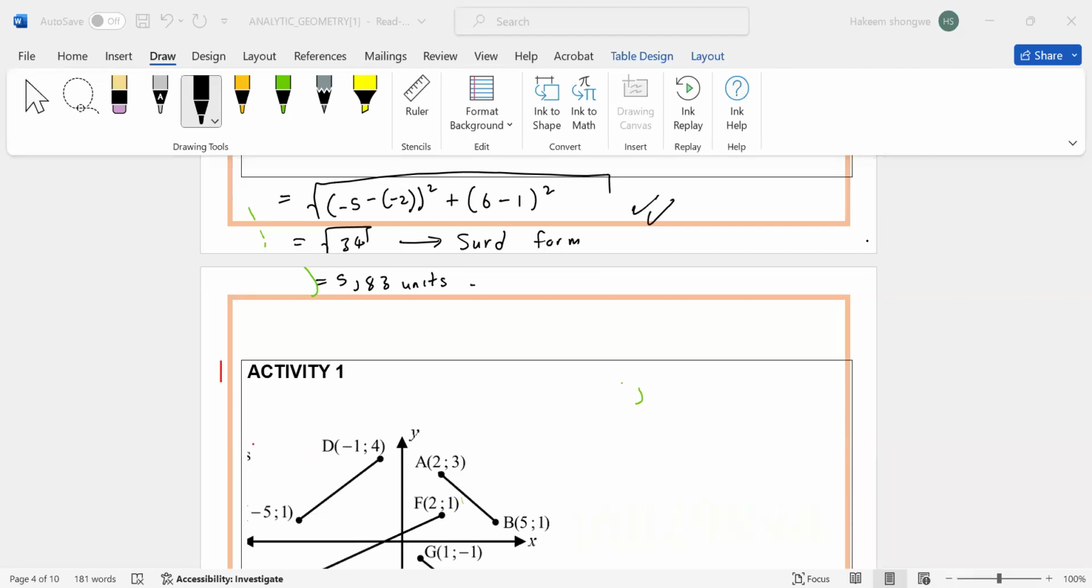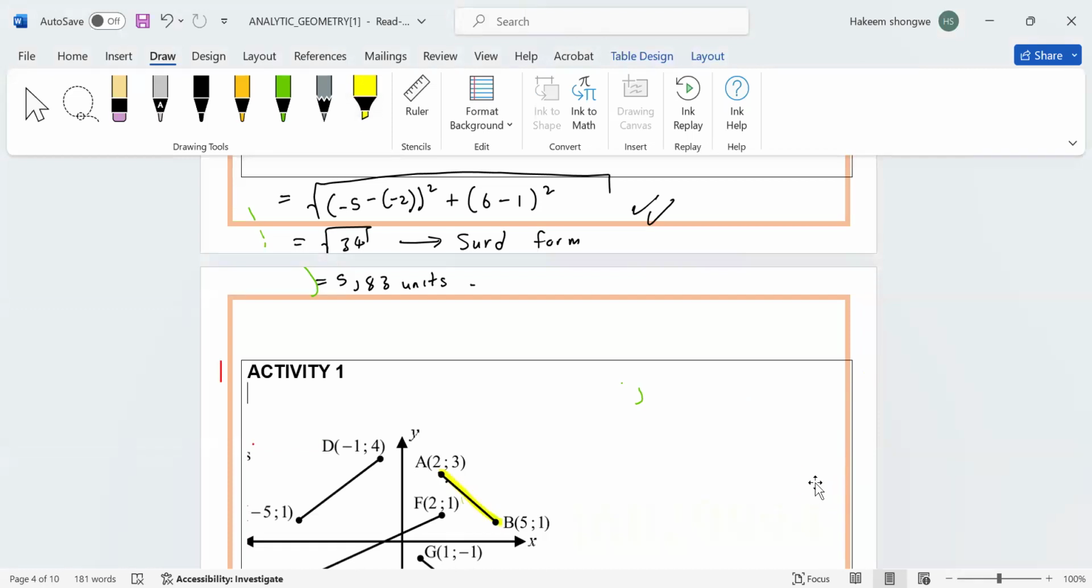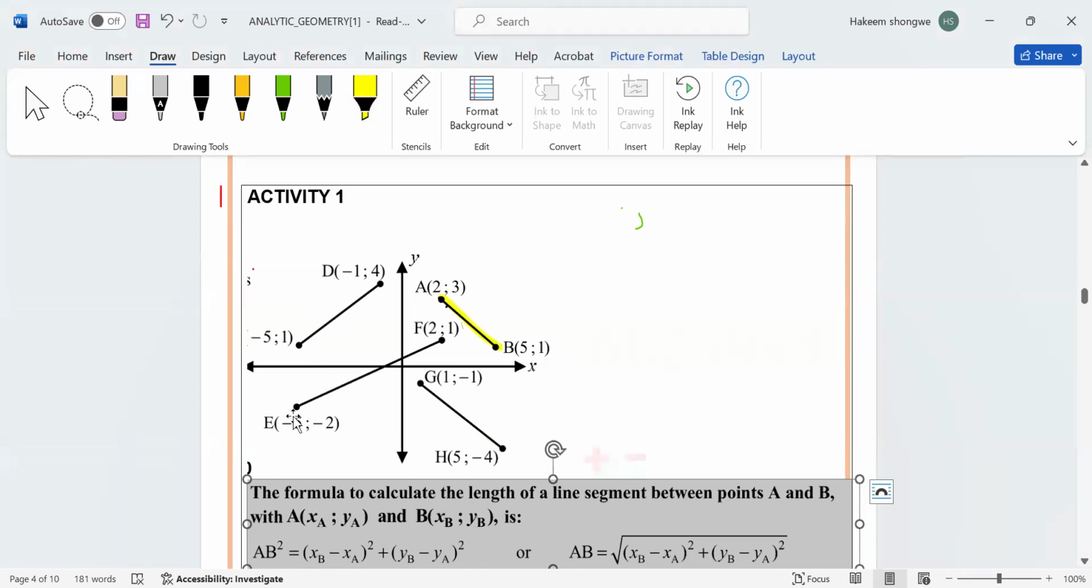So what are we given here with activity number 1? We're given line segments. If you look at the line segments that were given, there are so many of them. I can identify a line from A to B. And then there's another line, which I can also see, and another line which is from E to F. We have another line which is G to H.